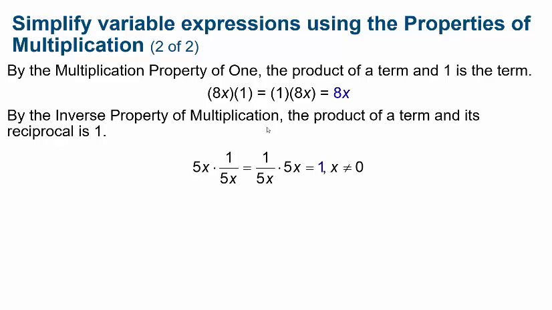The inverse property of multiplication: the product of a term and its reciprocal is 1. So if I have 5x times 1 divided by 5x, which is the same thing as 1 divided by 5x times 5x. So 1 over whatever times that same value is always equal to 1. And you have to note that x cannot equal 0 here because you can never divide by 0.